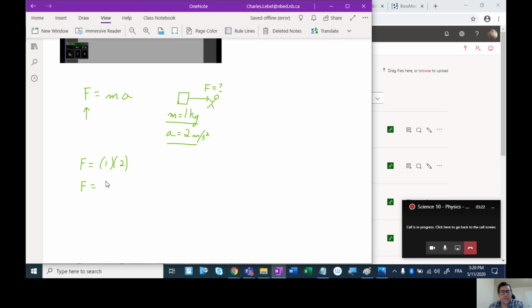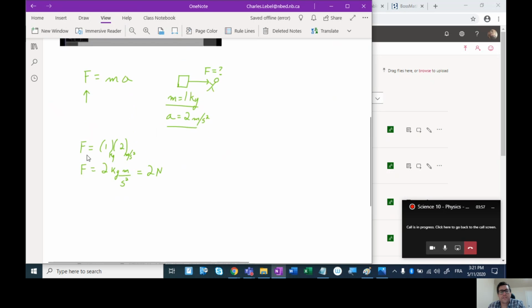1 times 2 is 2. If you would have written the units, kilograms times meters over seconds squared, this would have been kept here: kilogram meter per second squared, or more commonly known as newtons. A newton is how much force is necessary to push something, or how much force is necessary to accelerate something.